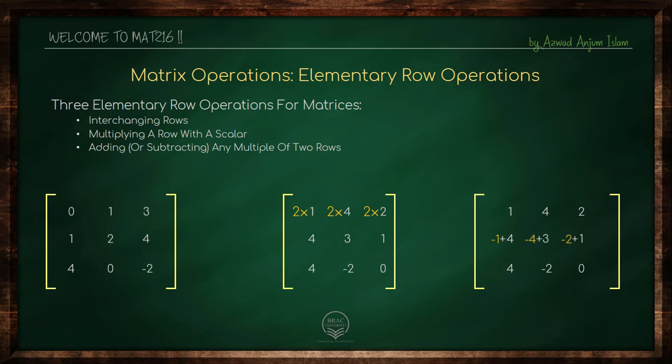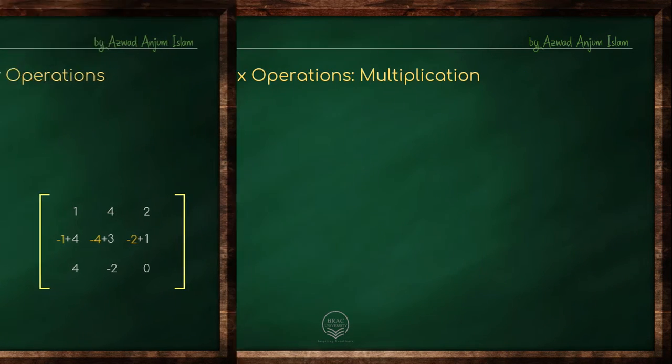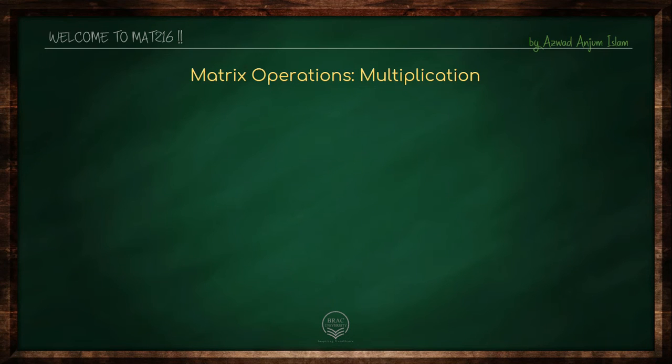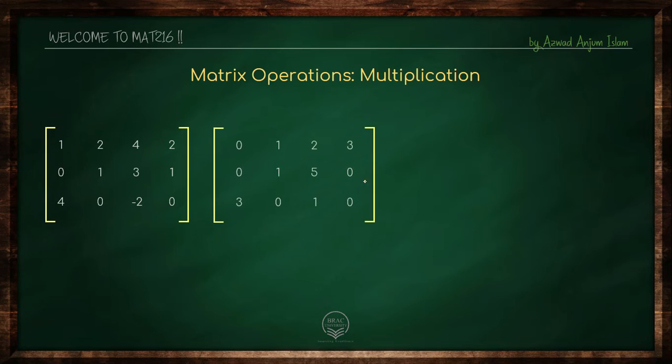But for now, we are just brushing up our previous knowledge, so let's move on to matrix multiplication. Matrix multiplication is probably the most significant operation you are going to see about a matrix. Now, how do we multiply a matrix? We have a matrix here, we have another matrix here. We want to multiply it, but in this case we can't because the dimensions aren't right.